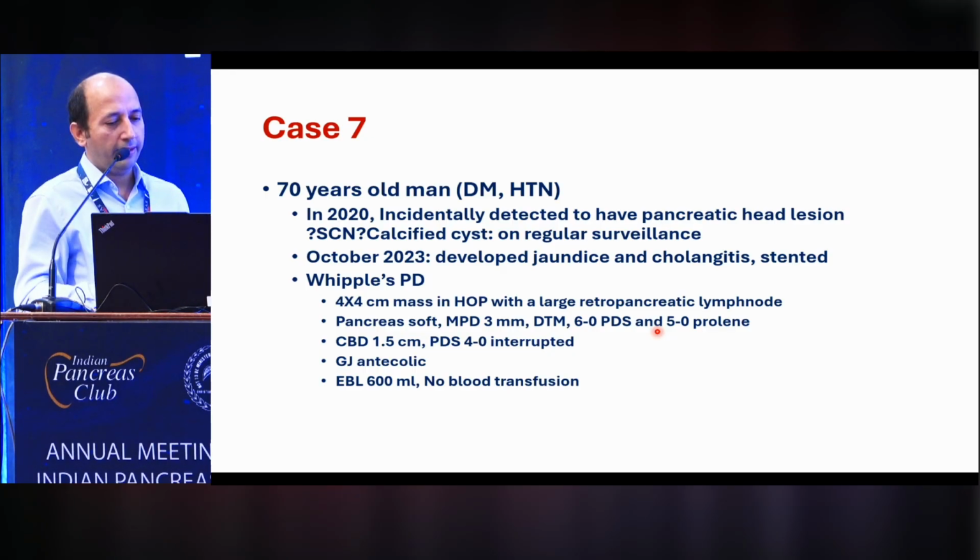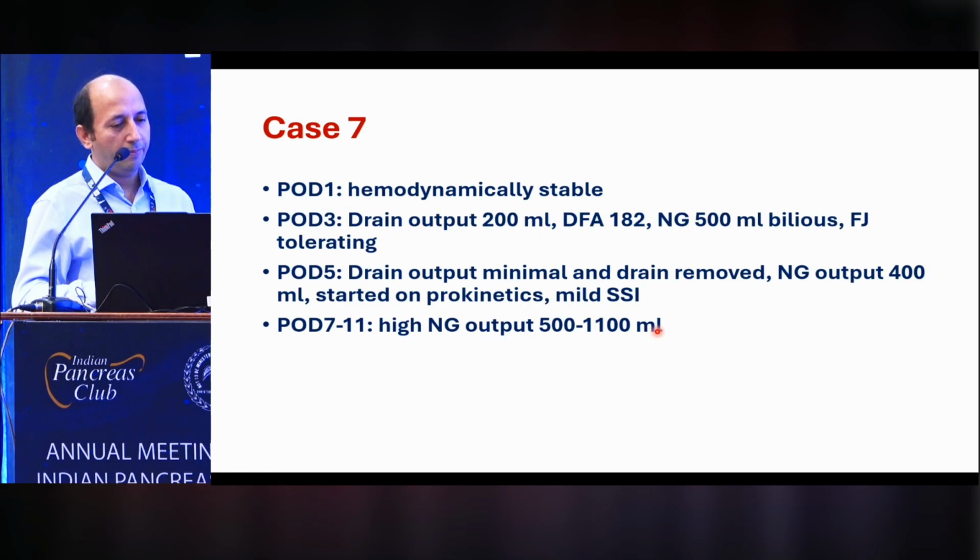So we did a pancreas Whipple in this patient, and there was a mass in the head and large retropancreatic lymph nodes. The pancreatic MPD was 3 mm. His post-op period was uneventful. Drain fluid amylase was normal. However, there was persistent high nasogastric output. On day 7 to 11 it was in the range of around 500 to 1100. He was otherwise tolerating the feeding jejunostomy well. So what next, sir?